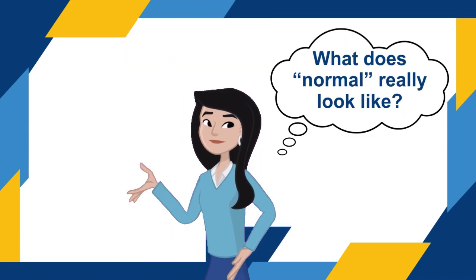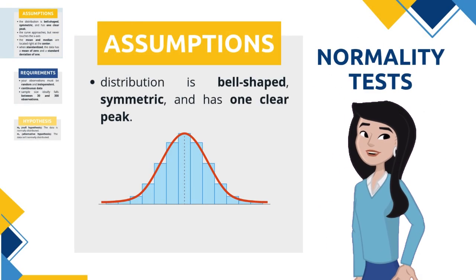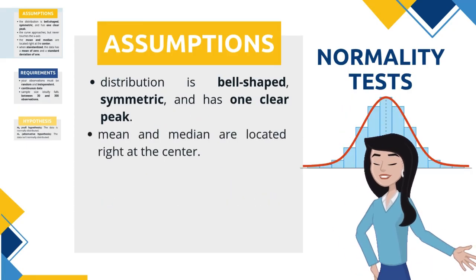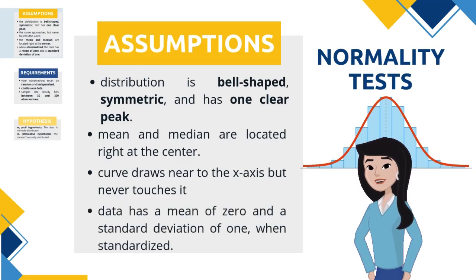Now, what does normal really look like? It means the distribution is symmetrical, forms a neat bell curve, and has one clear peak. The mean and median sit right in the center. It stretches out toward the x-axis but never touches it. When standardized, it has a mean of 0 and a standard deviation of 1.